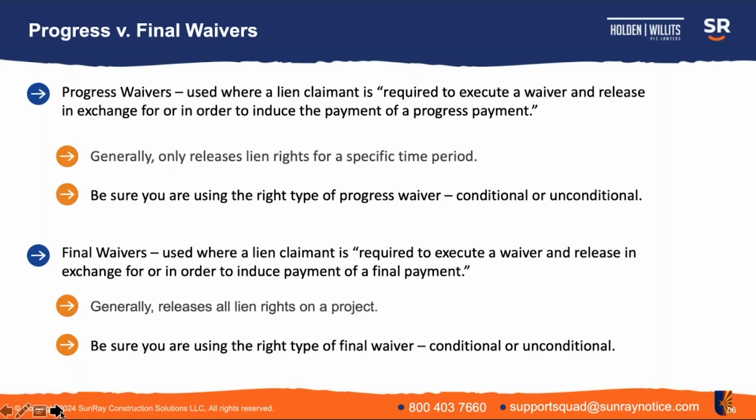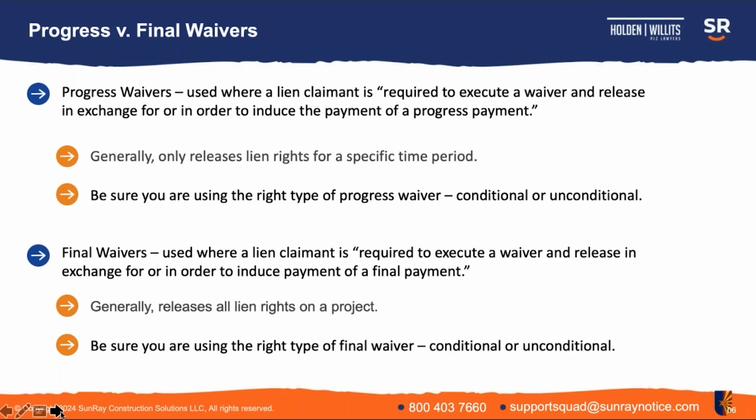So really, there's a couple things I want to address before we jump into the specific forms of the lien waivers, and one of those is the dichotomy between progress and final waivers. As the name implies, progress waivers are used when a lien claimant is required to execute a waiver and release in order to induce the payment of a progress payment. Generally speaking, these releases only release lien rights for a specific period of time. And when you're signing a progress waiver, make sure you're using the right type of progress waiver, conditional or unconditional.